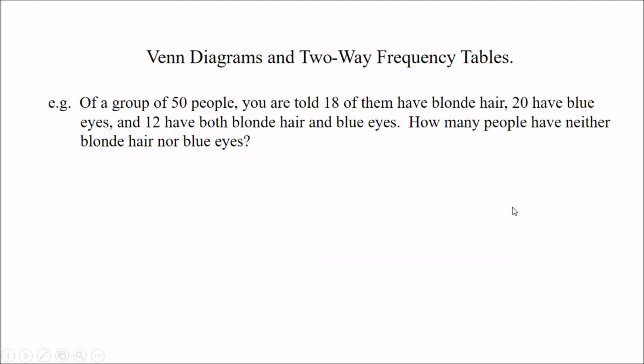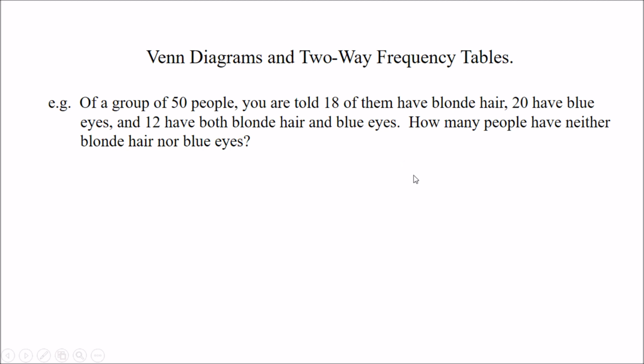Venn diagrams and two-way frequency tables. Let's look at this example. Of a group of 50 people, you are told 18 of them have blonde hair, 20 have blue eyes, and 12 have both blonde hair and blue eyes. How many people have neither blonde hair nor blue eyes?